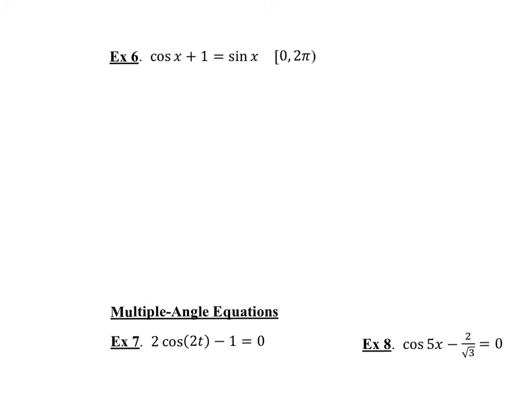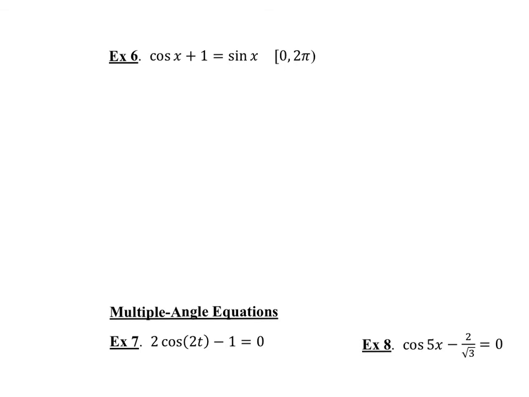Okay, now example 6 is just to show another strategy. Example 6, I have cosine x plus 1 equals sine x. I don't have matching functions. I don't have a common factor. I don't have any squareds, because if I had a squared, I could use a Pythagorean identity. Okay, so I'm going to have to make something happen here.